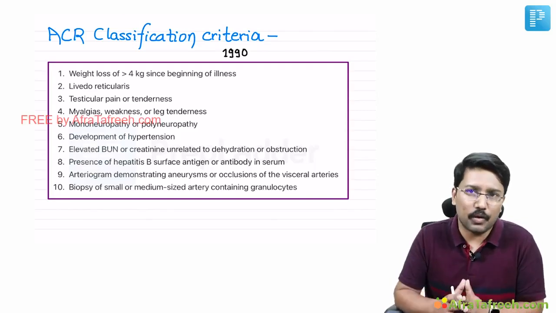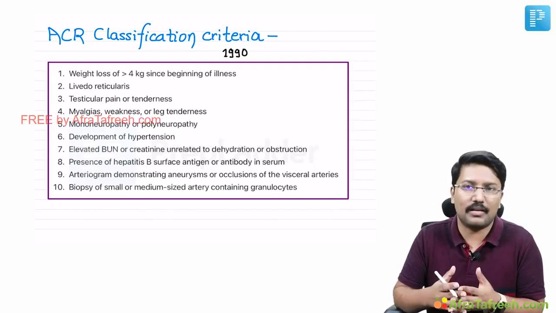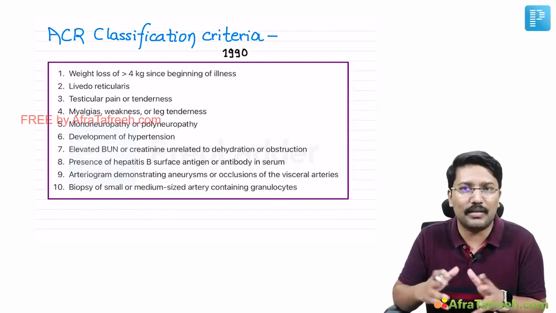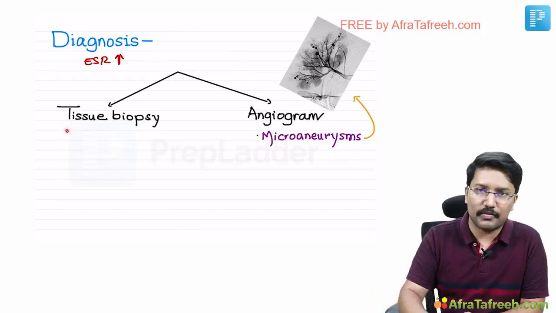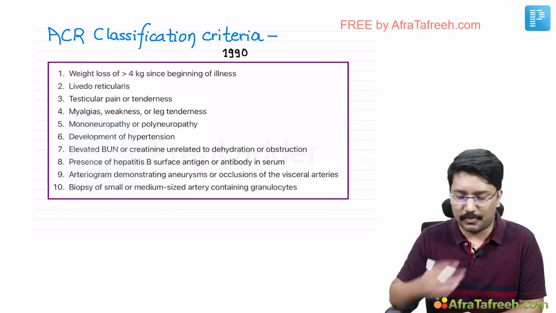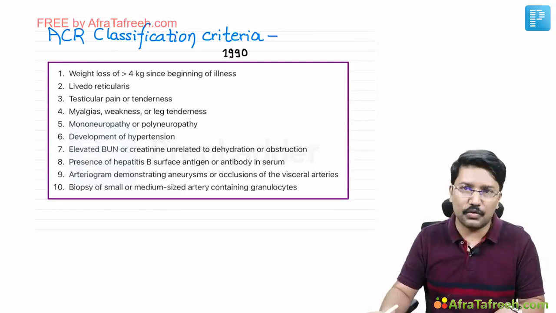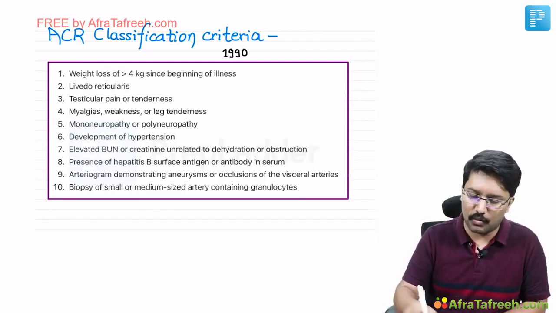But in case of polyarteritis nodosa, I beg to differ. Here I don't notice that these criteria are of great value in terms of diagnosis, right? We have to finally depend on the same strategy that we spoke about, right? Right clinical context and then go for biopsy or angiogram. But anyway, from the exam perspective, we should know something about ACR classification criteria. So let us see what this criteria talks about.